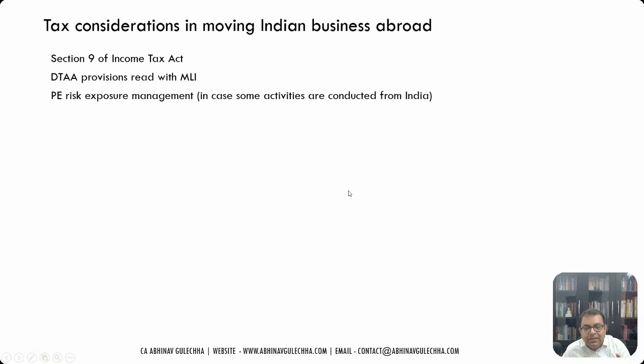PE exposure management. Now the general rule is that income of a foreign company with respect to its Indian activities is not taxable if there is no PE. So basically, the general rule is no PE, no tax. So if you have incorporated in, say, a UAE free zone, and you continue to do Indian activities from India, you need to ensure that as per the India UAE DTA, whatever operation you're doing should not fall in the definition of PE, permanent establishment.